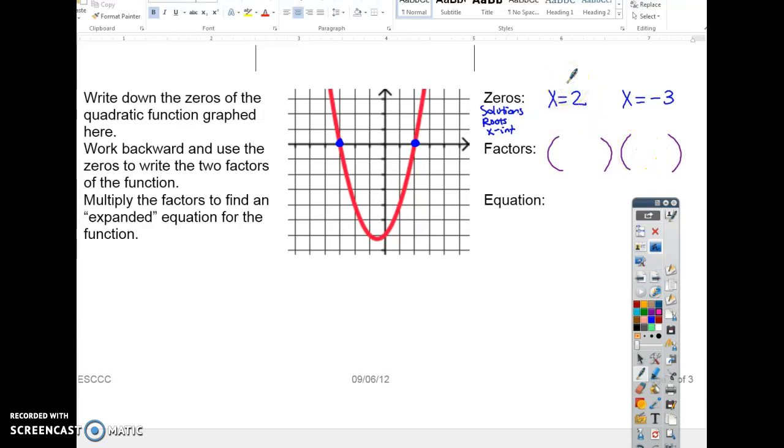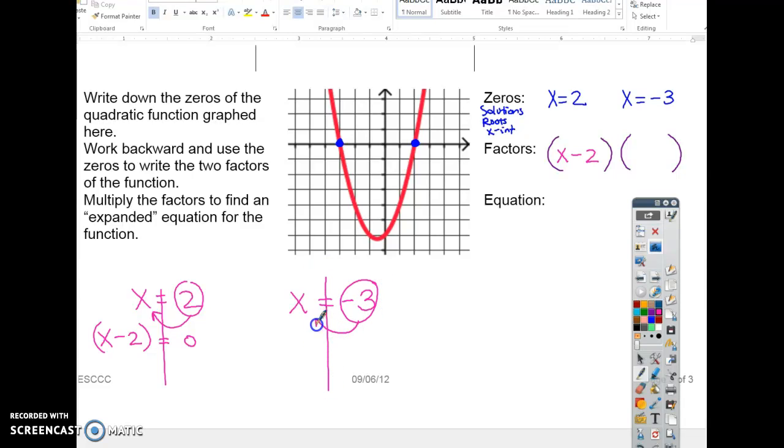To turn these zeros into factors, you move this over and change the sign. So I'm going to show my work down here. If I want to change this from a 0 to a factor, you move it over and you change the sign. So it's going to be x minus 2 equals 0. That's one of the factors. So I'm going to put that one of my factors is x minus 2. What do you think the other factor is going to be? X equals -3. Move it over, change the sign. X plus 3 is the other factor.